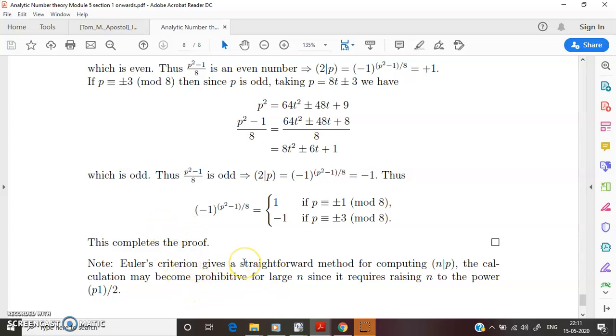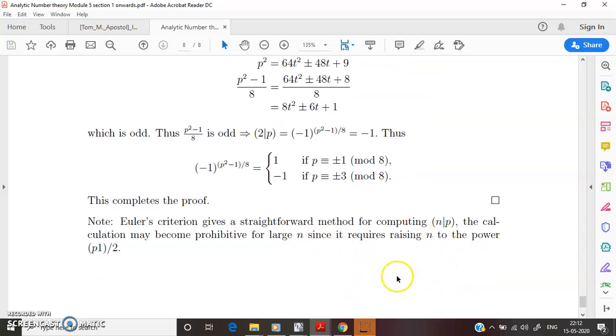And Euler's criterion gives a straightforward method for computing (n over p), but for large values Euler's criterion will be difficult. So in that case, we have to find a different method for calculation. So in the next video we will be going to do this.